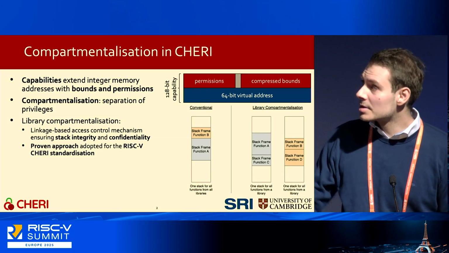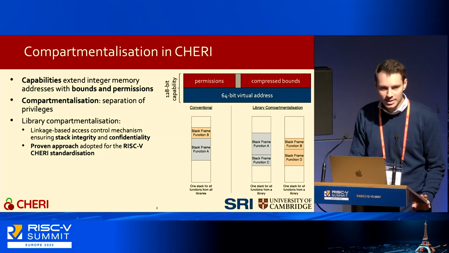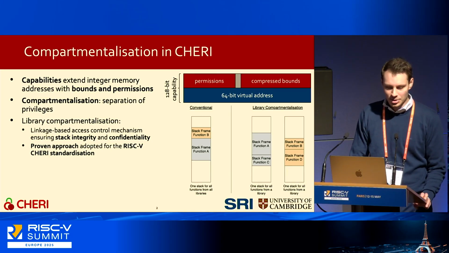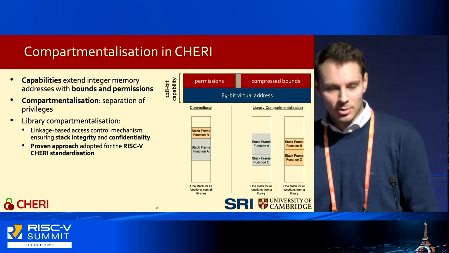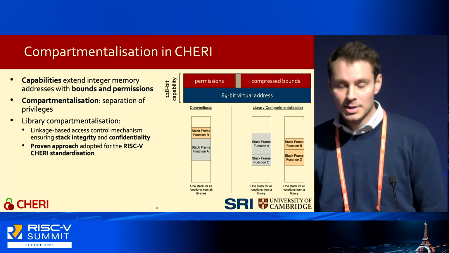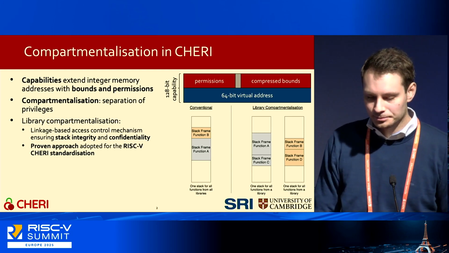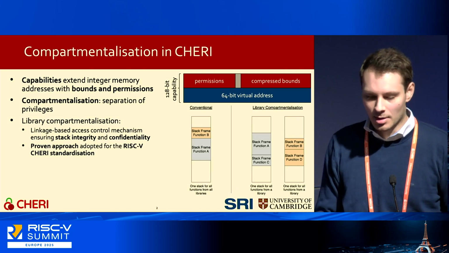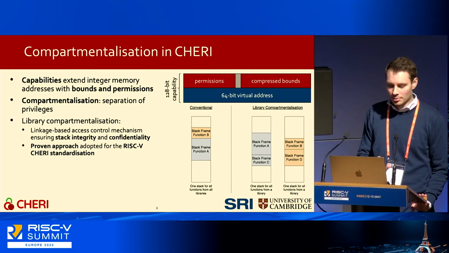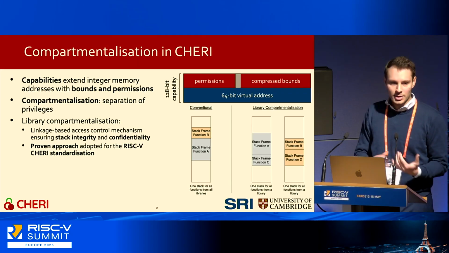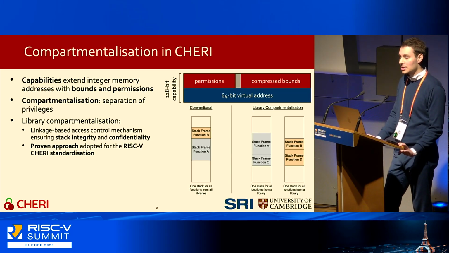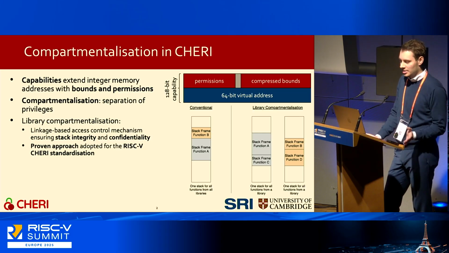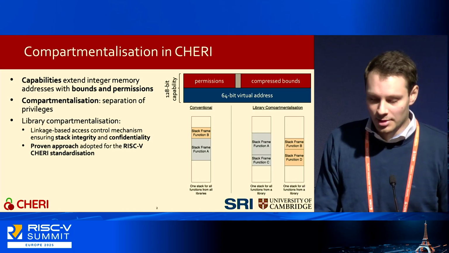On the right-hand side, you can see a small diagram showcasing what library compartmentalisation does at its core. On the left-hand side of the diagram, you see the conventional world. You have two libraries, the orange library and the blue library, and they both have one function, function B and function A, and they're on the stack. In the conventional system, we have then one big stack which holds all the stack frames from all the libraries. So if one of the two actors is malicious, they can actually change the stack frame of the other function and of the other library.